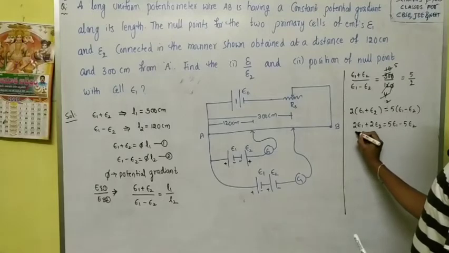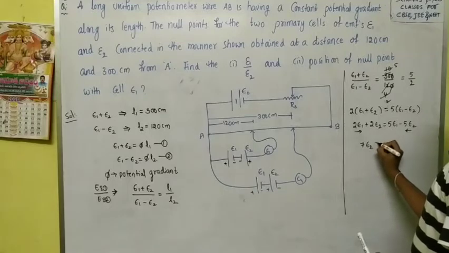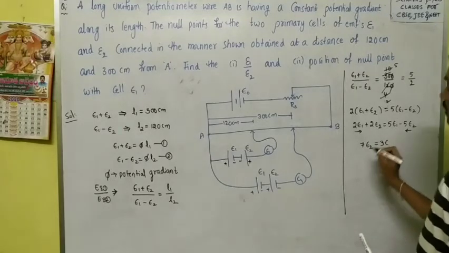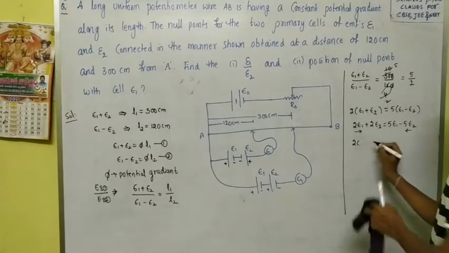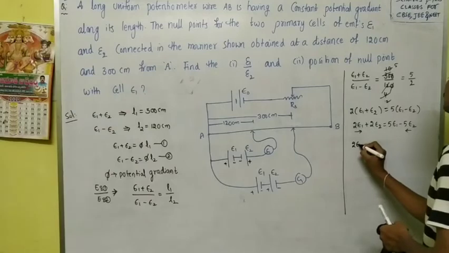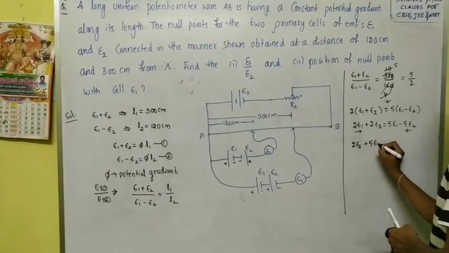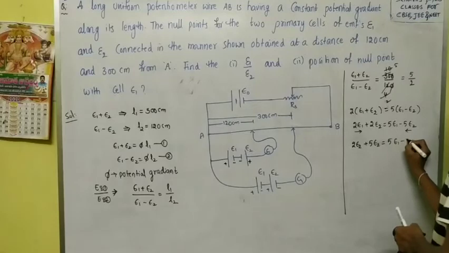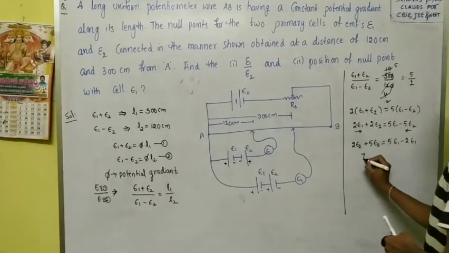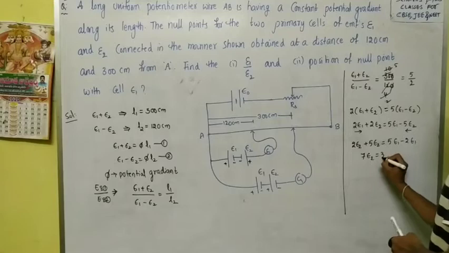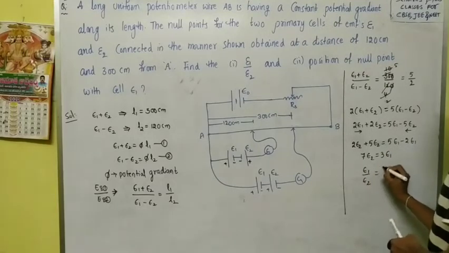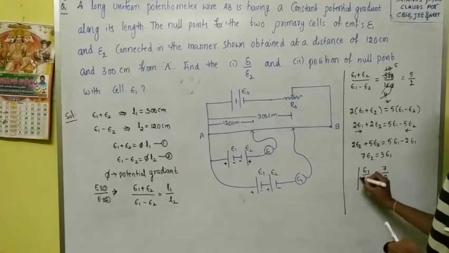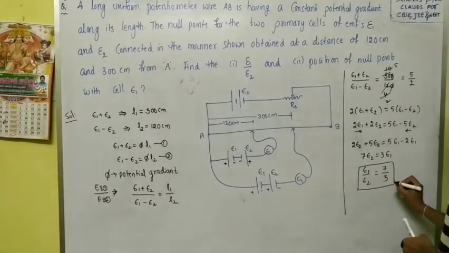Then we can take this to the right side and this to the left side. Then we will get 7 E2 is equal to 3 E1. One more step we can write here: 2 E2 plus 5 E2 is equal to 5 E1 minus 2 E1. You will get 7 E2 is equal to 3 E1. We want E1 by E2, we will get 7 by 3. This is E1 by E2.